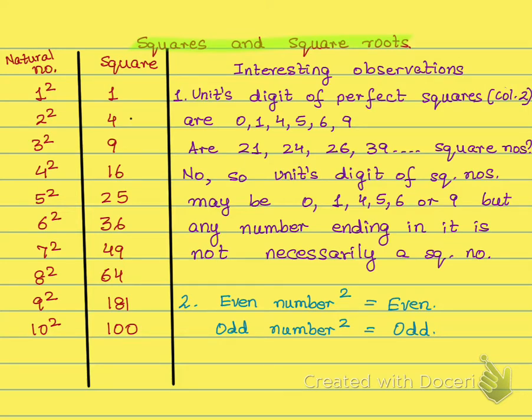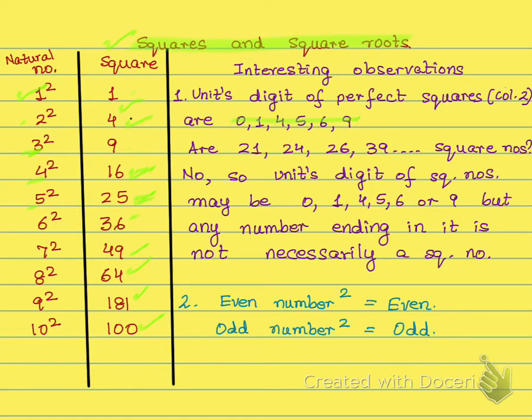If you notice over here, 1 square is 1, 2 square is 4, 3 square is 9, 4 square is 16, 5 square is 25. If you see over here, the units digit in each case is either 1, 4, 5, 6, 9 or a 0. And that is what we've written over here: the interesting observation is the units digit of a perfect square. What you see in column 2 is 0, 1, 4, 5, 6, 9.